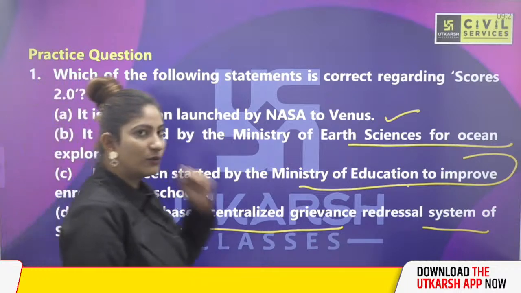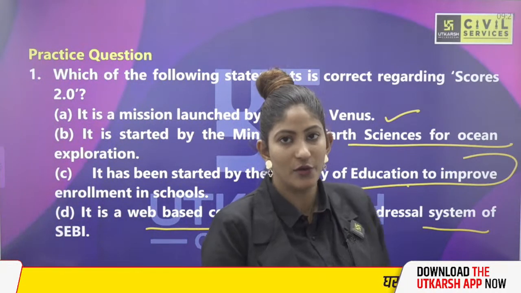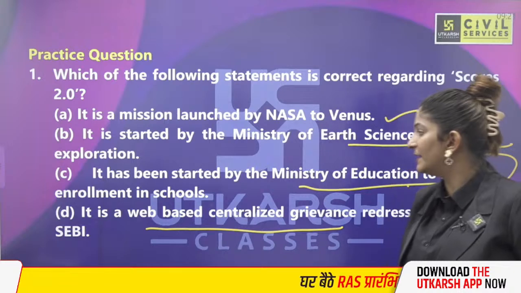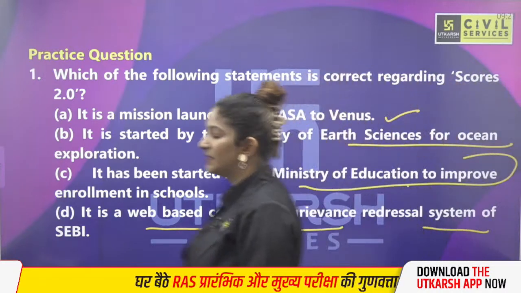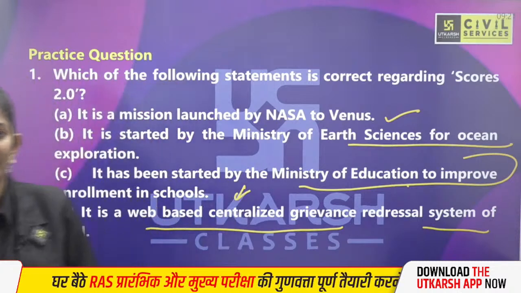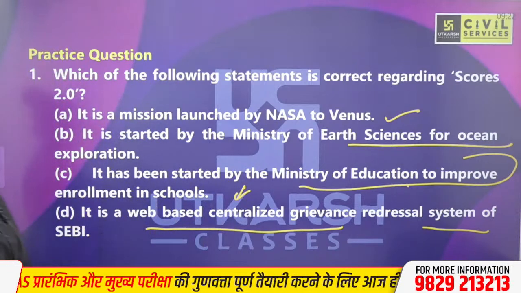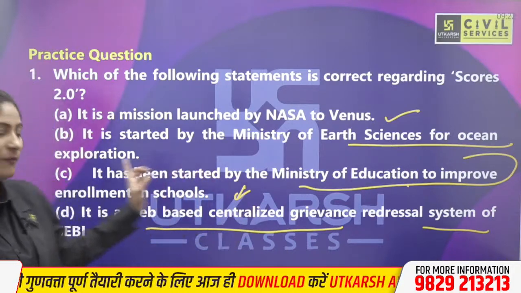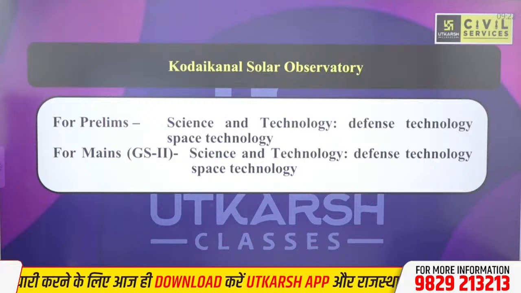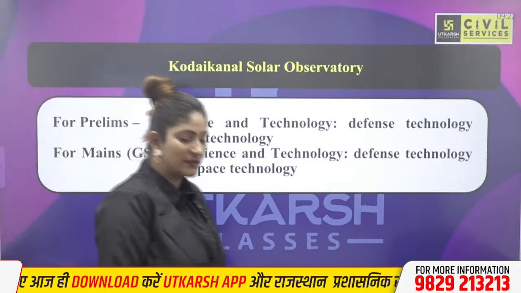I have already told you about Scores 2.0, so make sure that you answer it correctly. Let me tell you, I have already told you so many things that you will be easily answering it correctly. The correct answer will be, it is a web-based centralized grievance redressal system of whom? Of the SEBI. Now let's talk about Kodai Kanal Solar Observatory.